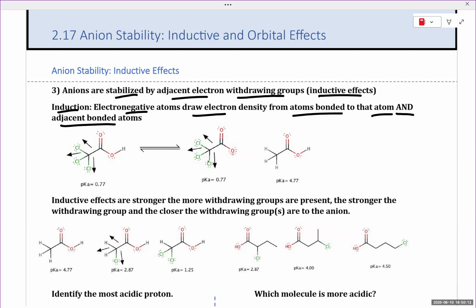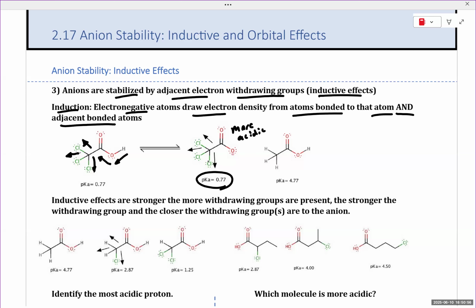So for example, if we look at trichloroacetic acid, these chlorine atoms pull electron density away from their attached carbon. And as a result, this in turn pulls electron density away from the adjacent attached oxygen and the adjacent attached oxygen-hydrogen bond. So as a result, when you have more electron withdrawing groups, that increases the acidity of adjacent protons. So for example, if we look at trichloroacetic acid, it is much more acidic due to these inductive withdrawing effects.